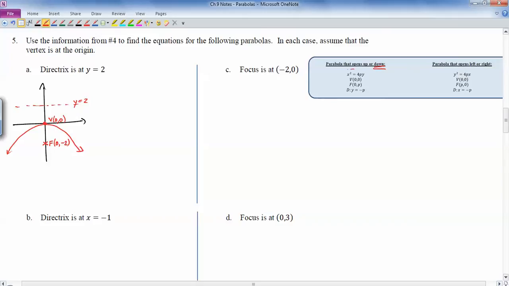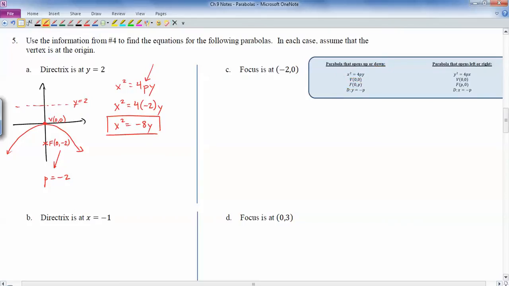Now that opens down, right? So it's going to have an equation of this form. x squared equals 4py. And the focus is 0, p. Well, that's 0, negative 2. So this tells us p is going to be negative 2. So then all I have to do now is plug in the p. x squared equals 4 times negative 2, y. So x squared equals negative 8y. And then you just stop. That's the equation of your parabola right there.